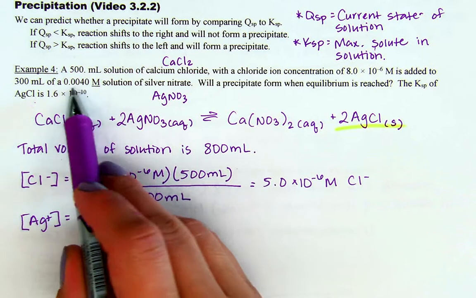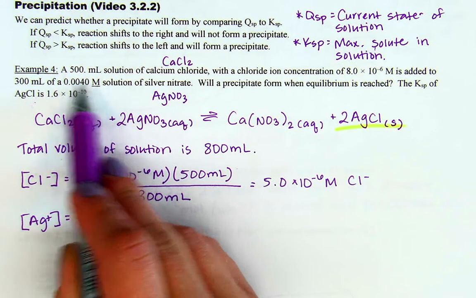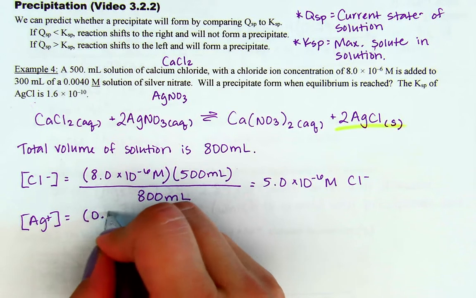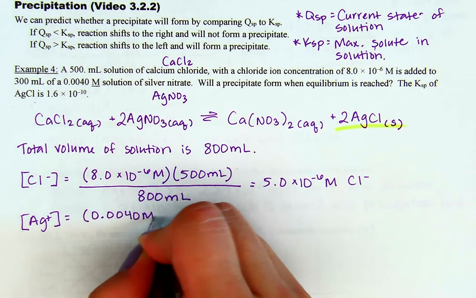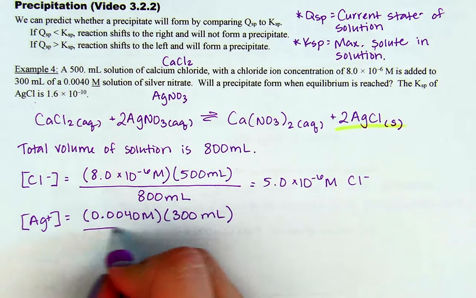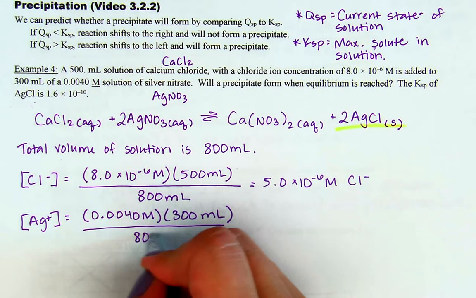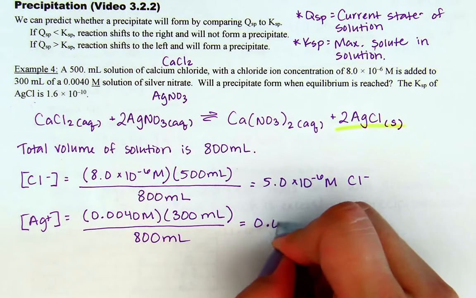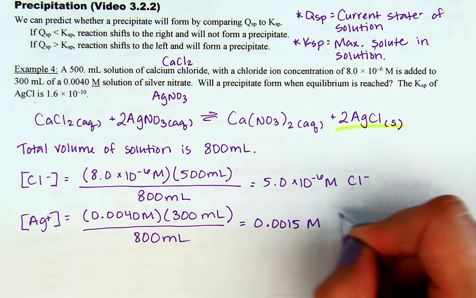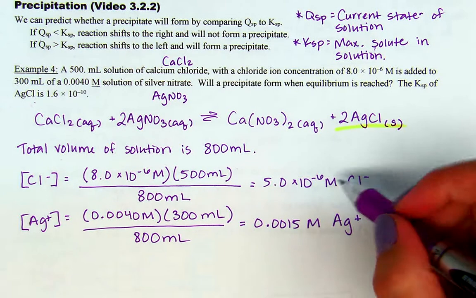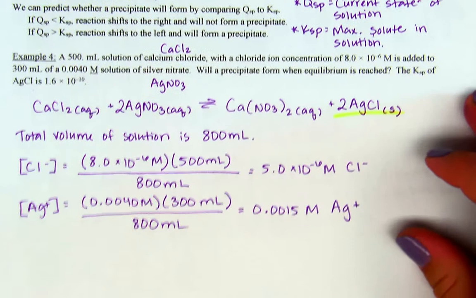Okay, so you should start with the molarity and the volume you have, and you're just diluting smaller amounts that you're going to add. So 0.0040 molar, and there was 300 mils of that to start, divided by your overall volume, 800 mils, and that's going to equal 0.0015 molar of silver. Okay, so these are the molarities in the total solution.